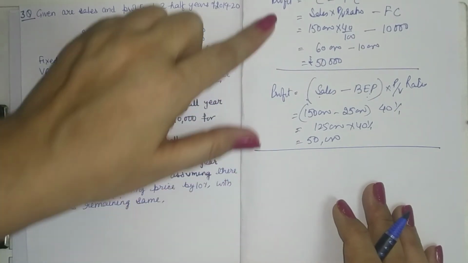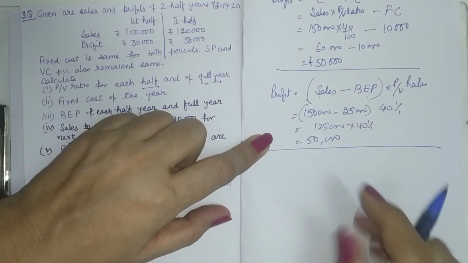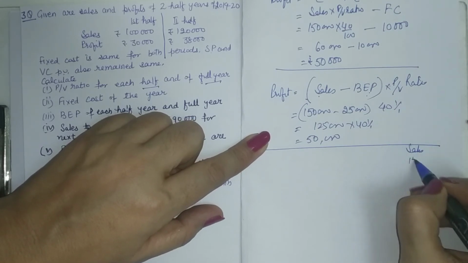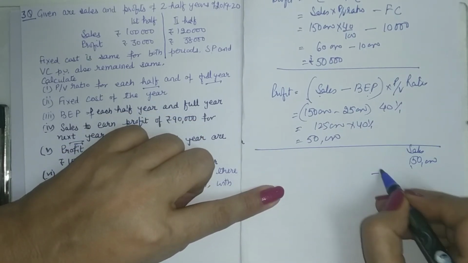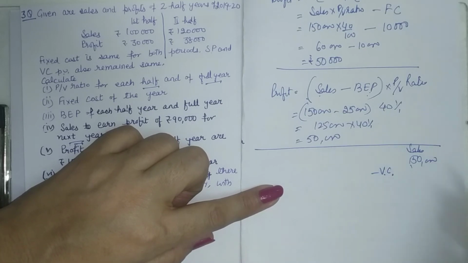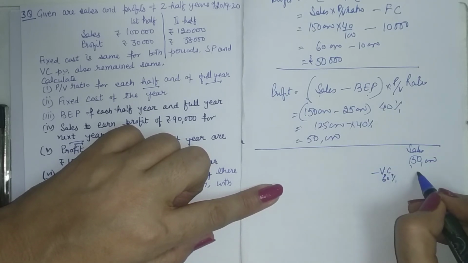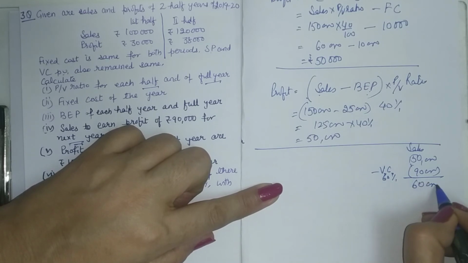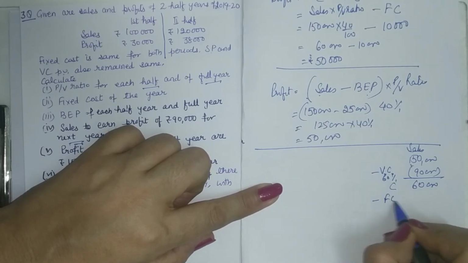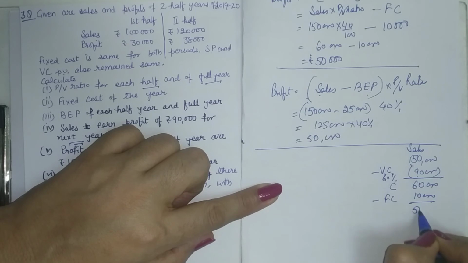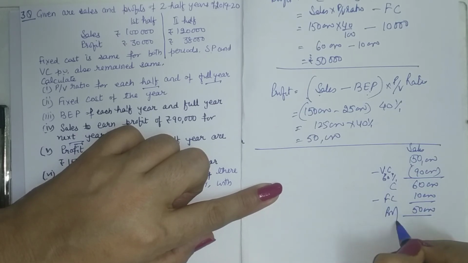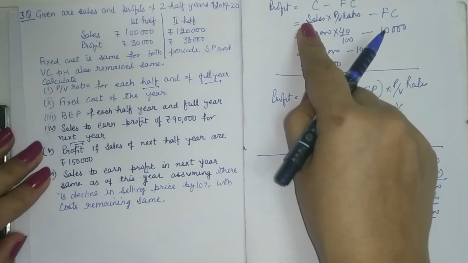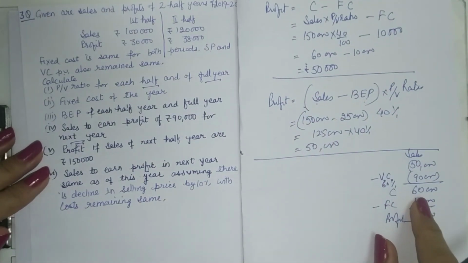You can make a cost sheet also in this case. Like if we have sales, so you can say that sales are 1,50,000 less variable cost. So variable cost is 60%, right? Less fixed cost, that will give you profit. So it's up to you how you value this. It doesn't matter whether you go by this formula or that formula or the cost sheet.